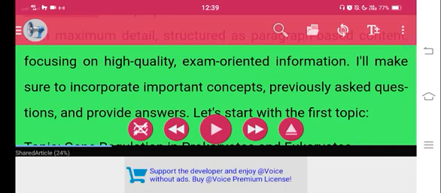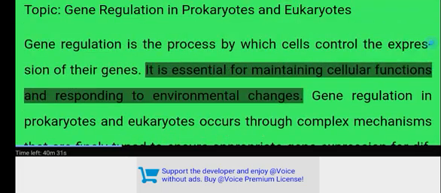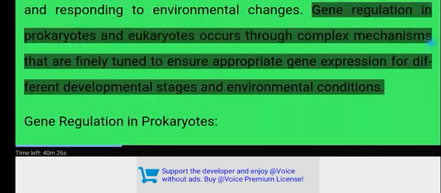Topic: Gene regulation in prokaryotes and eukaryotes. Gene regulation is the process by which cells control the expression of their genes. It is essential for maintaining cellular functions and responding to environmental changes. Gene regulation in prokaryotes and eukaryotes occurs through complex mechanisms that are finely tuned to ensure appropriate gene expression for different developmental stages and environmental conditions.